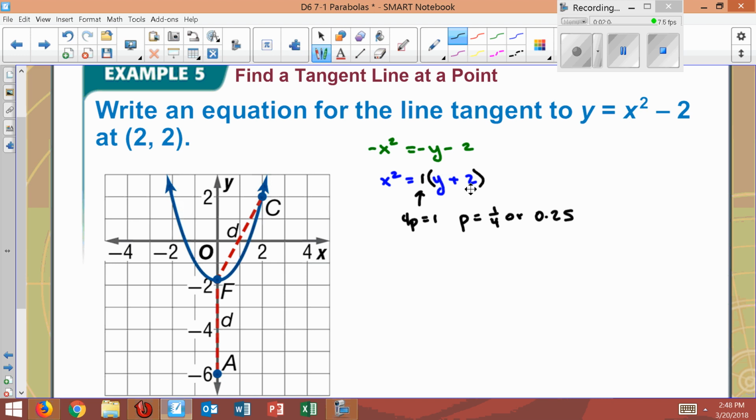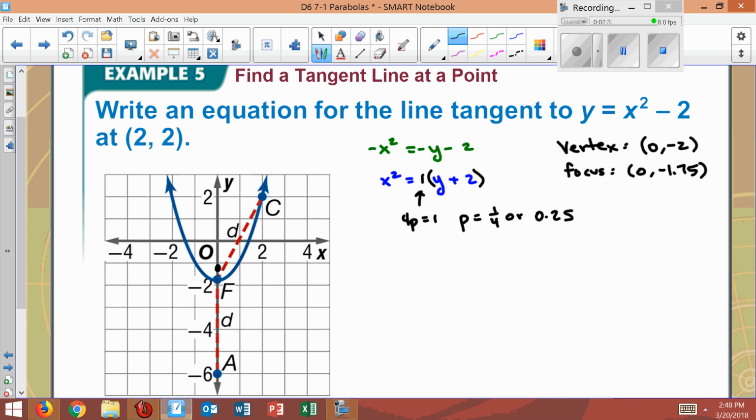So where was the vertex? The vertex is just simply shifted down 2. It's not shifted left or right. It's just down 2. So I'll write this out here. The vertex was (0, -2). My focus, I would take this and combine it with the y. So it would be at 0, and when I combine negative 2 and 0.25, I get negative 1.75. There's my focus. So that's the first point.